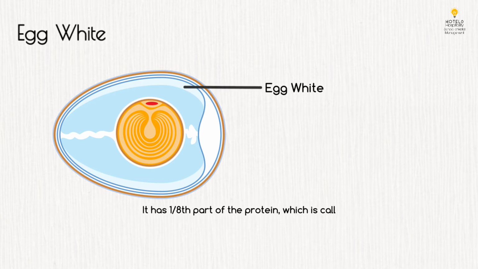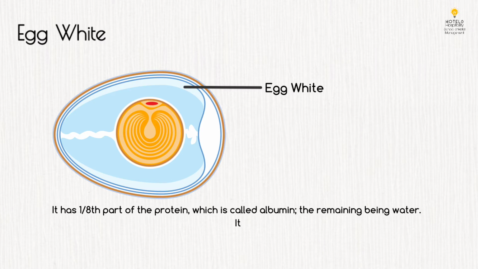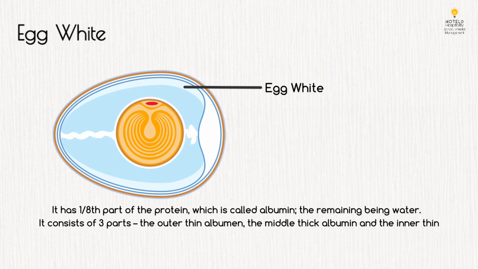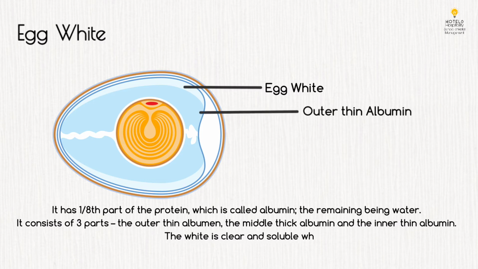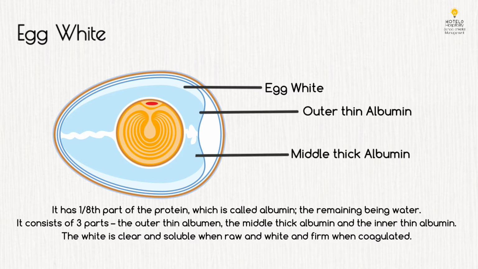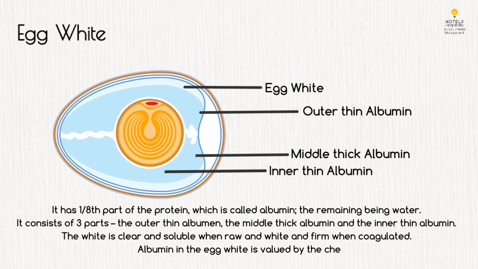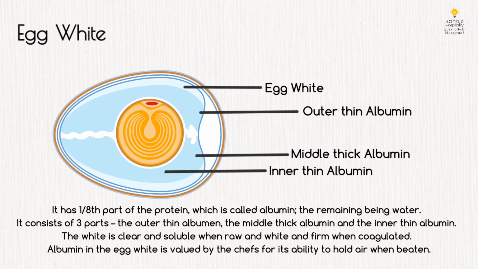Egg white. It has about 1/8 part protein, which is called albumin, the remaining being water. The egg white consists of 3 parts: the outer thin albumin, the middle thick albumin and the inner thin albumin. The white is clear and soluble when raw, and white and firm when coagulated. Albumin in the egg white is valued by chefs for its ability to hold air when beaten.